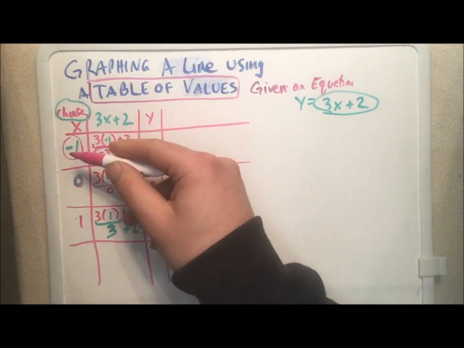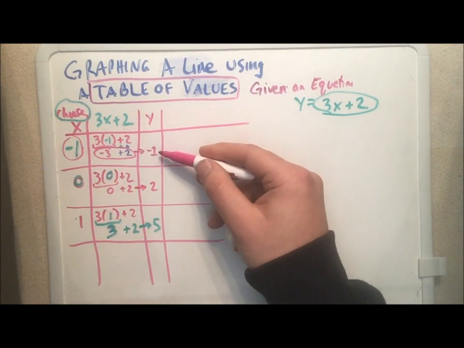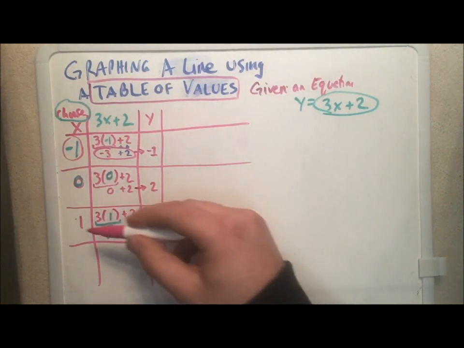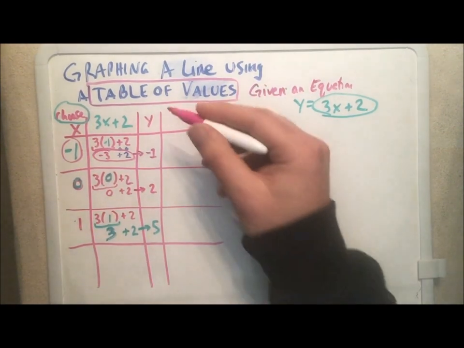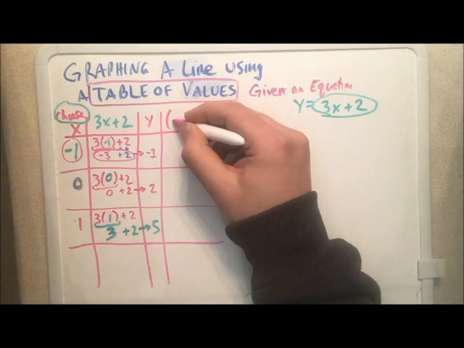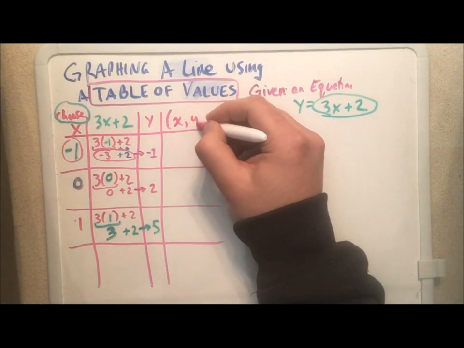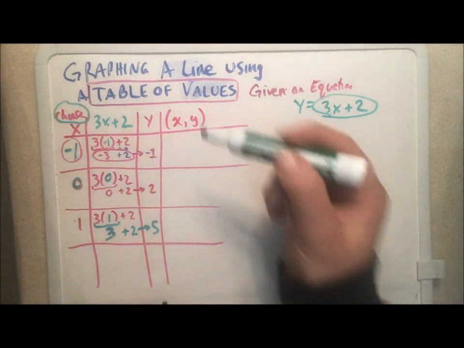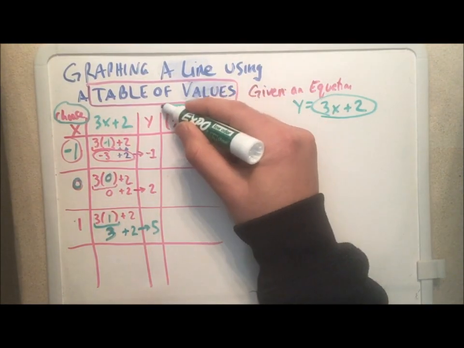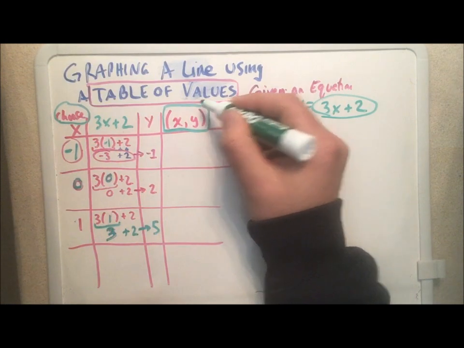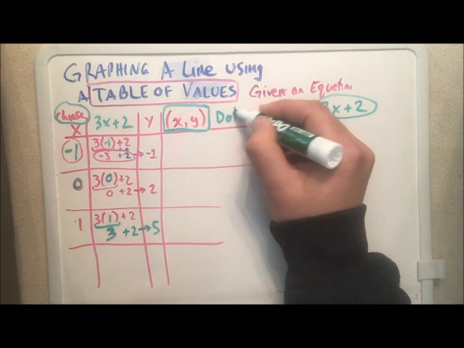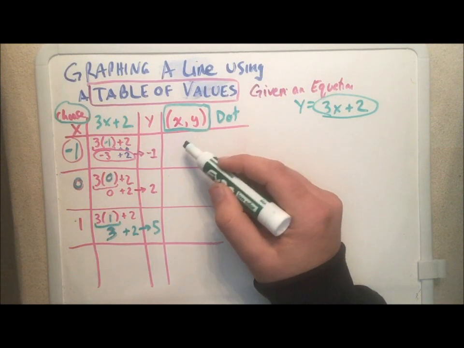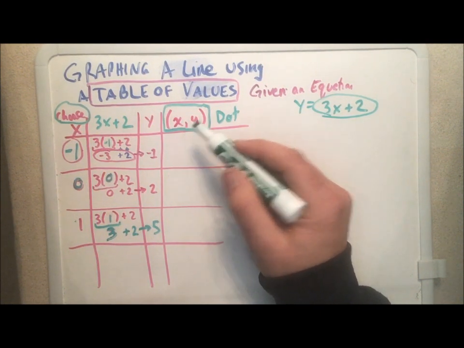What this means is that when x is -1, our y came out to be -1. When x is 0, our y value was 2. When x is 1, our y value is 5. We're going to show that in this last column, which is a point. You can think of this as a coordinate pair, and what it makes is a dot or a point. It's not a distance, it's not a line, it's just a dot.